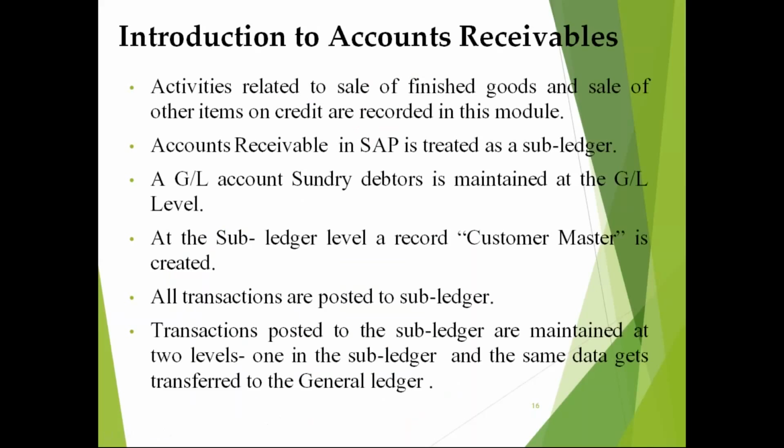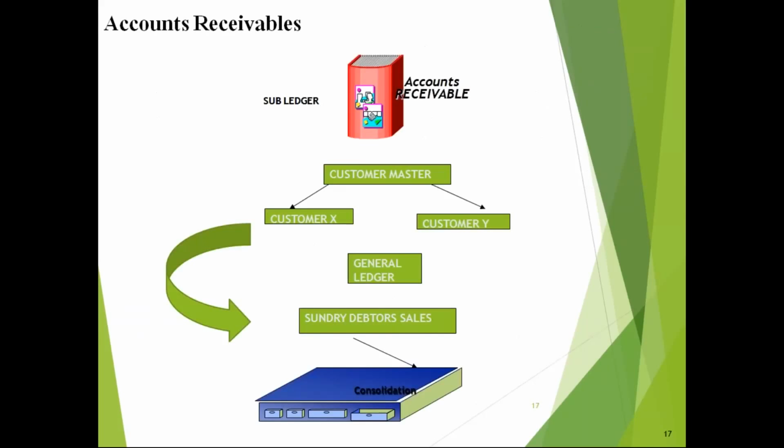Only difference here is we'll be talking about the sales here. Activities related to sale of finished goods and sale of other items on credit are recorded in this module. Accounts receivable in SAP is treated as a subledger. Again, the logic remains the same. Only difference is instead of vendors, there will be customers here. I'll be creating one GL account, which we call as sundry debtors. This gives me the total value of debtors, and at the subledger level, I'll be creating a customer master.